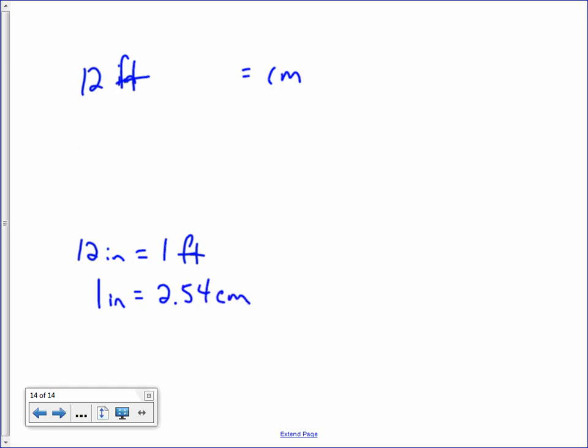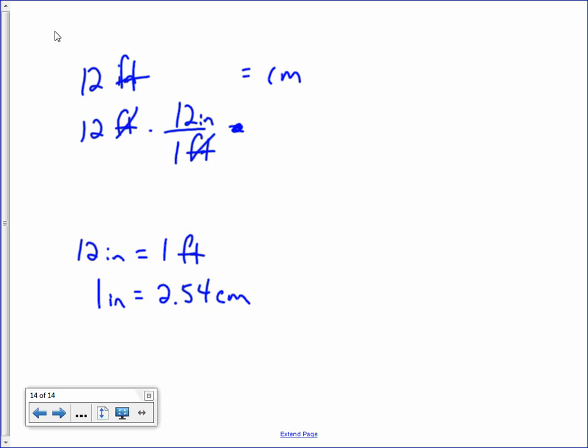If I were to convert this one, I know that I want to get out of feet and into centimeters. My first conversion is going to change from feet into inches. I know from the last one that feet need to be on the bottom so that the feet cancel out with this feet. So I have 1 foot here and 12 inches on top. Then the feet cancel out, and now my unit is inches.